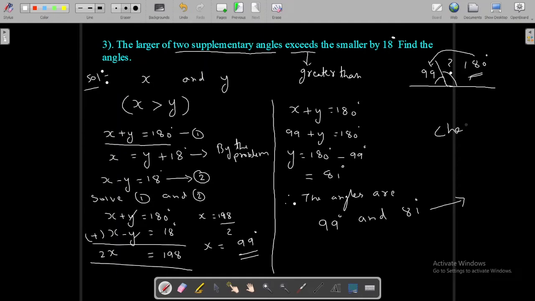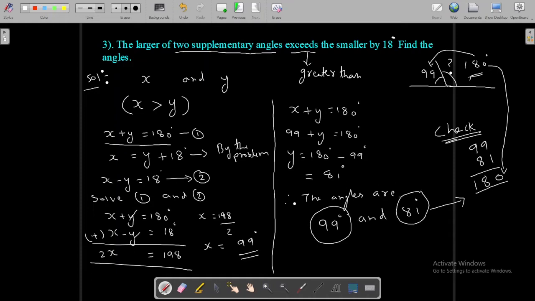How do we check that our answer is correct? We know that for supplementary angles, the sum is 180 degrees. So we will add 99 and 81. How much will I get? 180 degrees. So this is our sum. So the answers are 99 degrees and 81 degrees. I hope that you are able to understand this problem. Let us see the next problem.